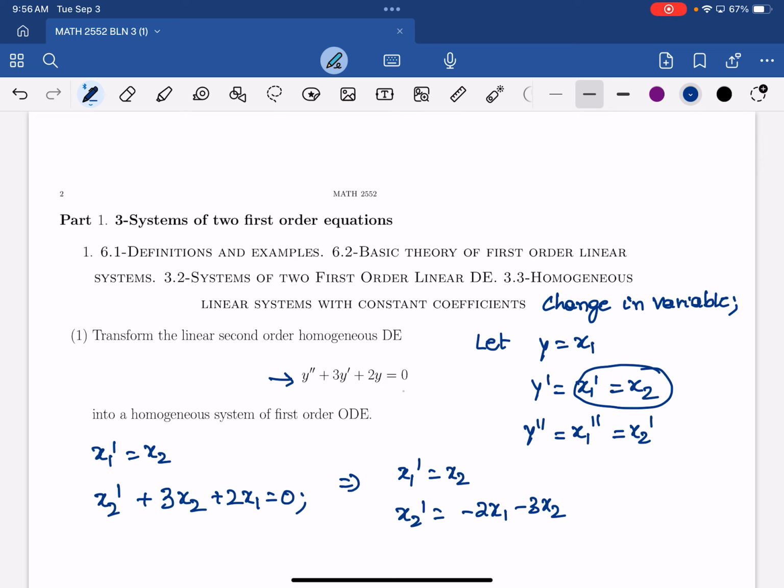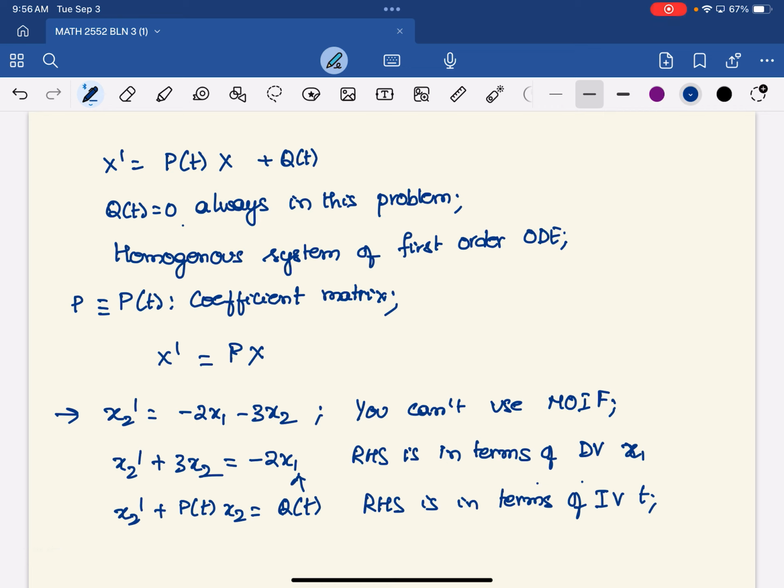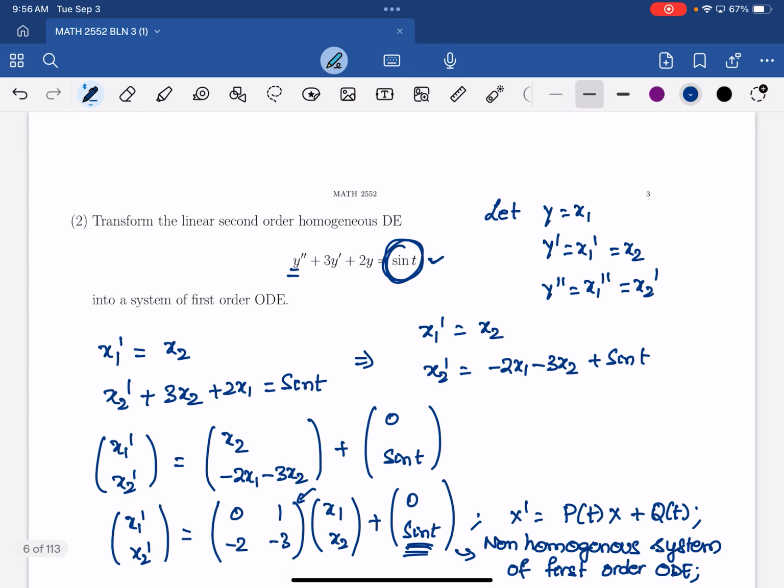In this problem, the right side is 0, right? So in this problem, Q of t equals 0 always. That's why it became homogeneous. But in this problem, it's not 0 all the time, so it's non-homogeneous. So I picked the one homogeneous problem. The next one is I wanted to show how a non-homogeneous problem would look like, so I did that. Okay?